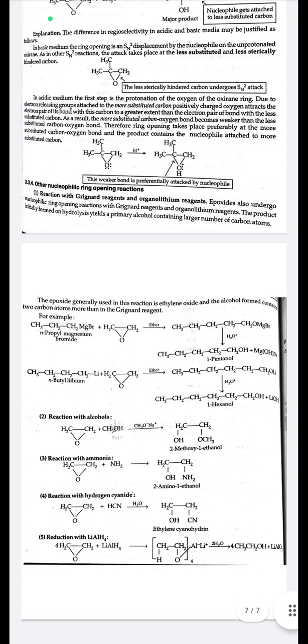In acidic medium, the first step is the protonation of the oxygen of the oxirane ring. Due to the electron releasing group attached to the more substituted carbon, the positively charged oxygen shares its electron pair of the bond with this carbon to a greater extent than the electron pair of the bond with the less substituted carbon. As a result, the more substituted carbon-oxygen bond becomes weaker than the less substituted carbon-oxygen bond. Therefore, ring opening takes place preferably at the more substituted carbon-oxygen bond, and the product contains the nucleophile attached to the more substituted carbon.